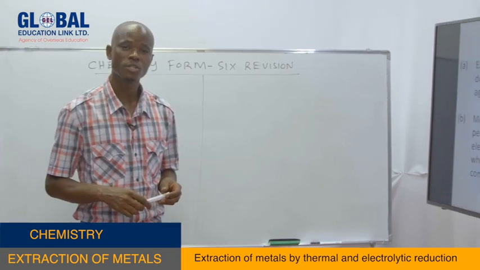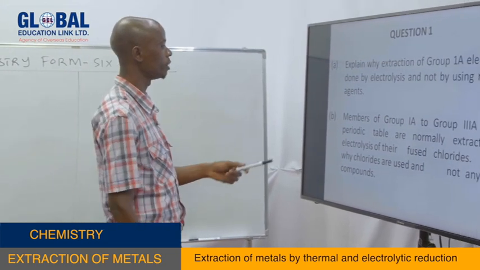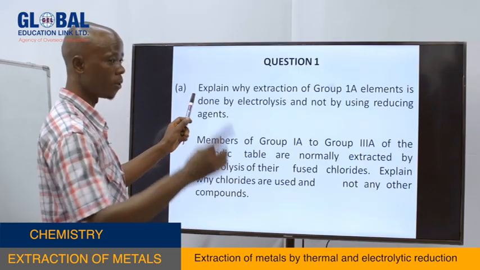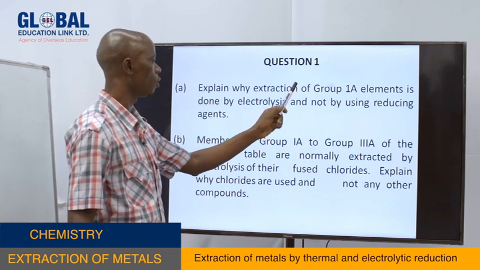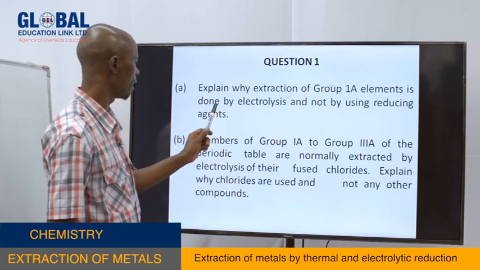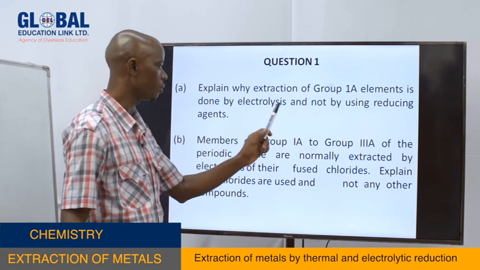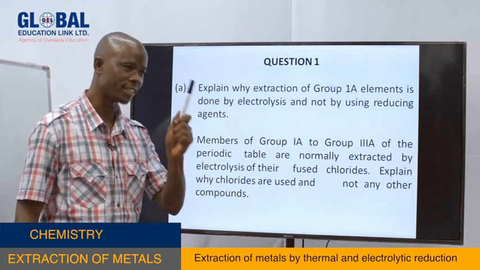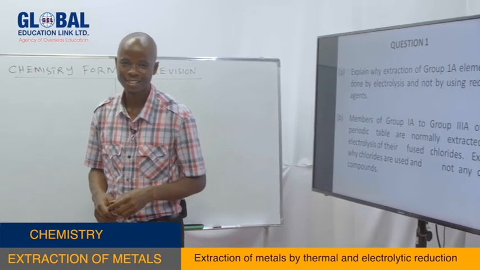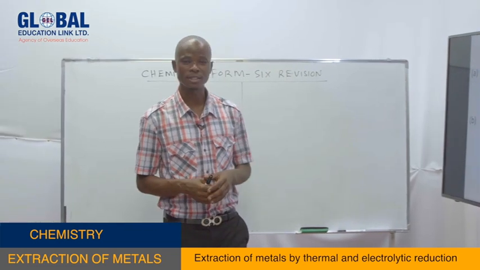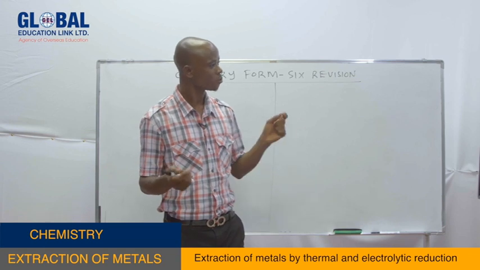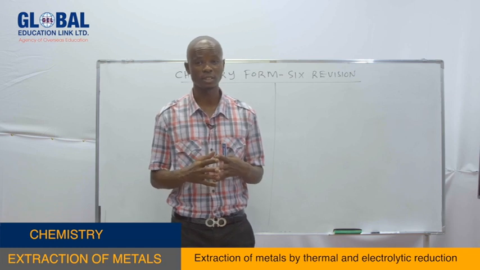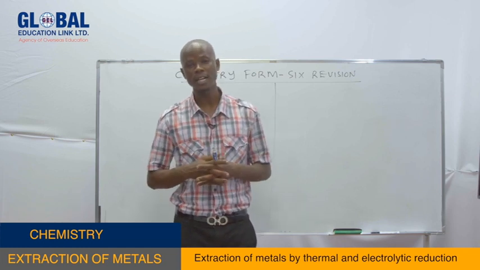Now we can see question number 1. Question number 1A. It says, explain why extraction of group 1A elements is done by electrolysis and not by using reducing agent. That is the question. My dear student, can you see that question? It is very simple. You can do it. Explain why extraction of group 1 element is done by electrolysis and not by using reducing agents.